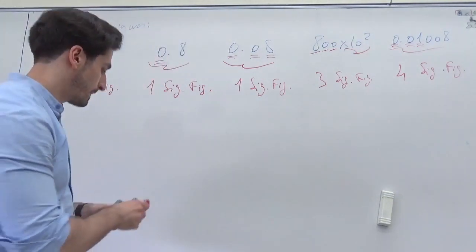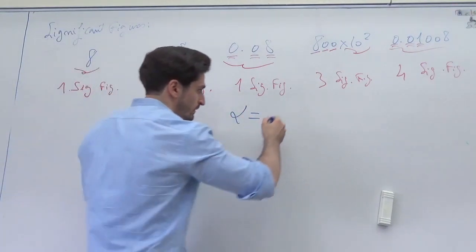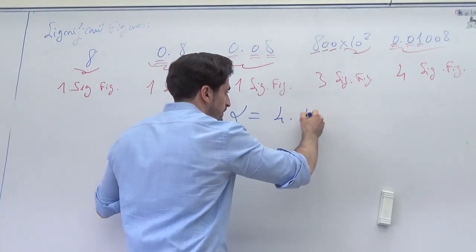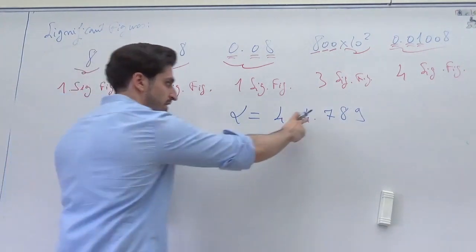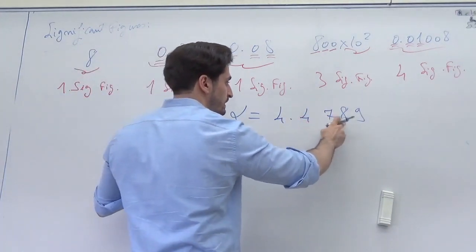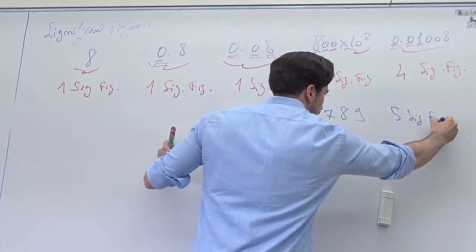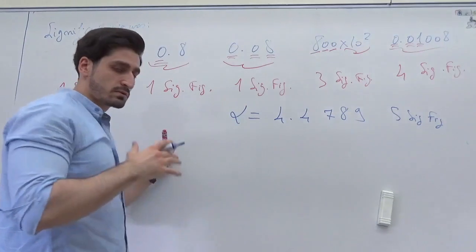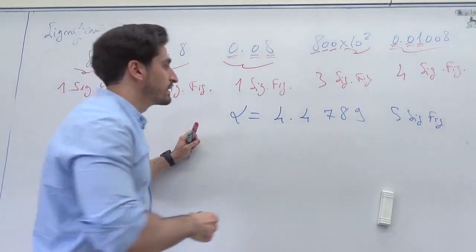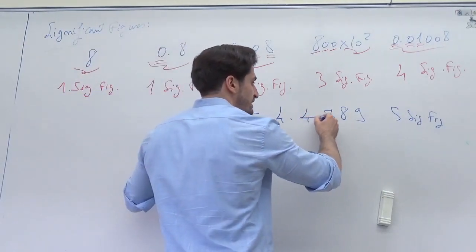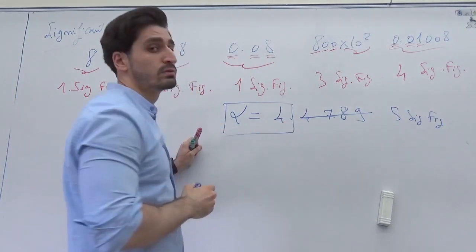For example, let's say you obtained for an error alpha equal to 4.4789. As we can see over here, we have 1, 2, 3, 4, 5 significant figures. So initially, we have 5 significant figures. But the rule says that you need to be reporting an error with only one significant figure. Therefore, you are going to cancel out the 4, 7, 8, and 9, and you are going to report the answer for the error as alpha equal to 4.